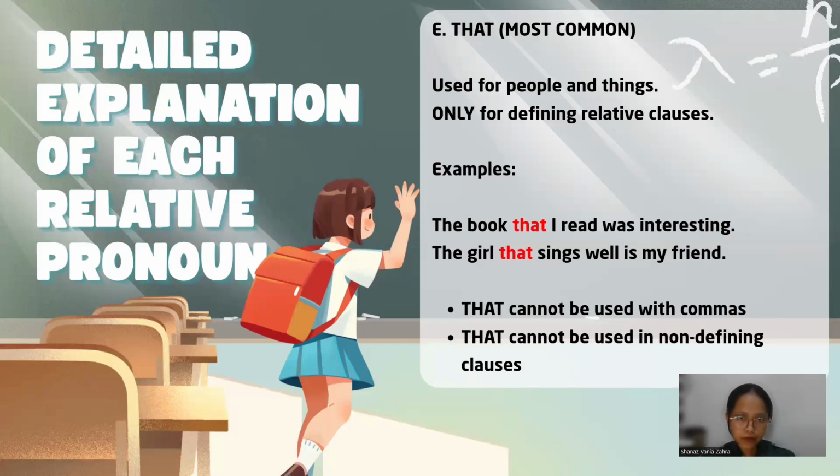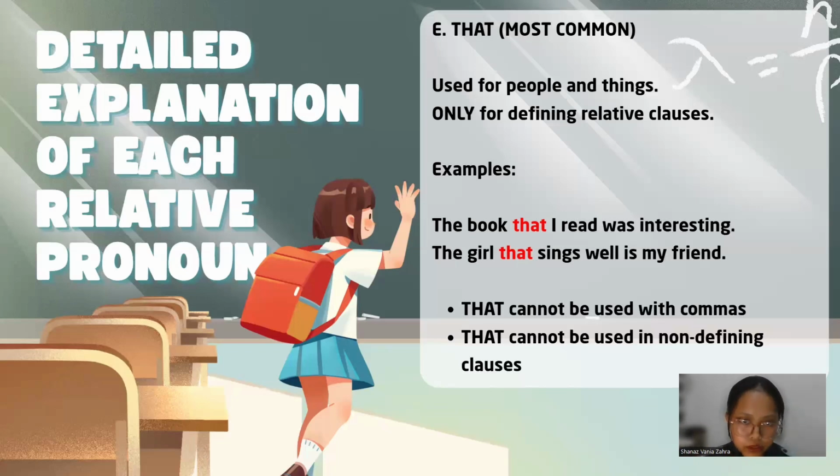Look at the example. The book that I read was interesting. That I read tells us which book is being talked about. Without it, the meaning would be unclear. The same idea applies in the girl that sings well is my friend. The adjective clause is necessary to identify which girl is meant.